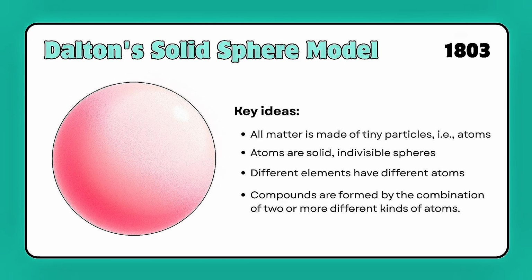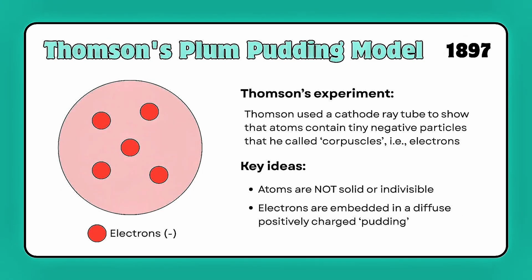But science has one rule. No theory survives forever. A few years later, another scientist entered the scene and completely changed the story. His name was J.J. Thomson. In 1897, Thomson performed a famous experiment using something called a cathode ray tube. Now imagine a glass tube with electricity passing through it. During the experiment, Thomson noticed mysterious rays moving inside the tube. And these rays were attracted toward the positive side. That meant these particles were negatively charged. Boom! Dalton's solid atom theory started breaking apart. Thomson had just discovered the electron.